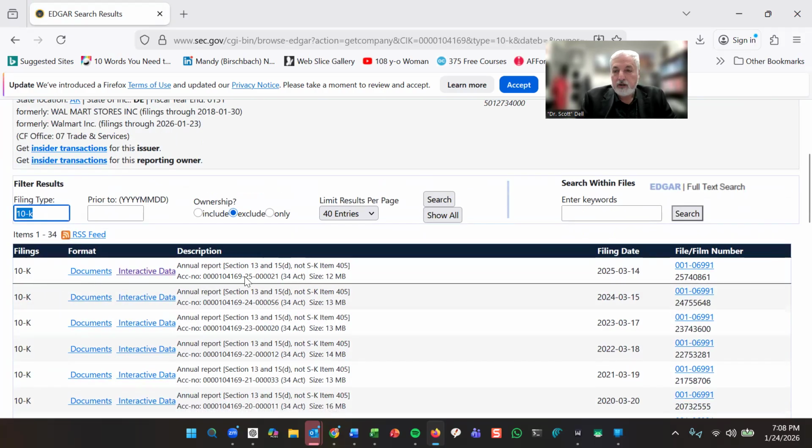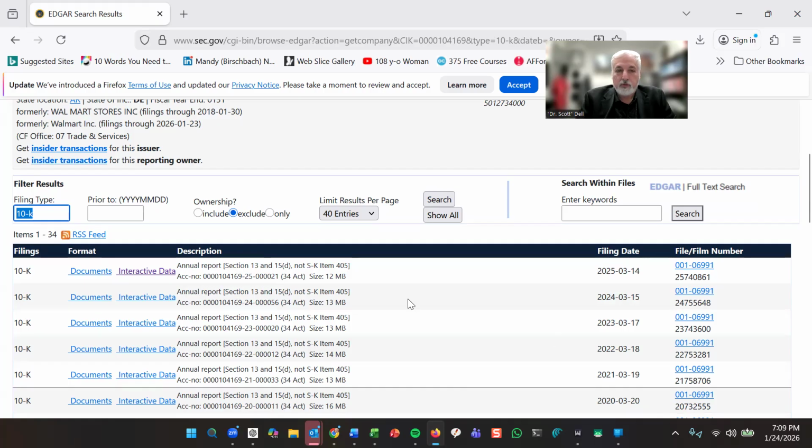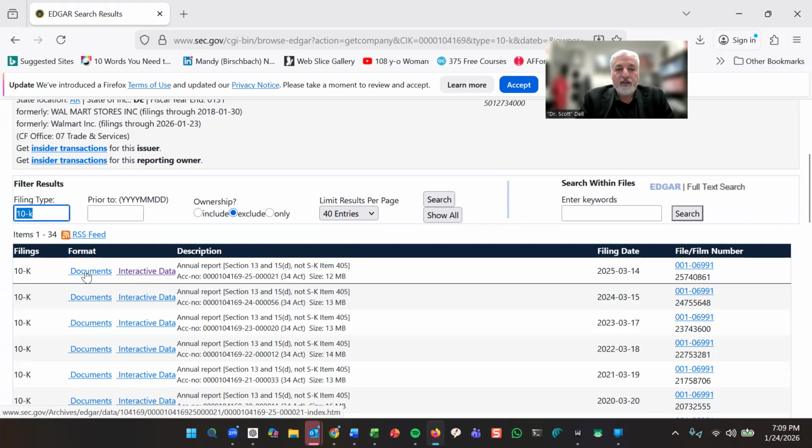So we've got the 10-K document for the, I think I have a January 31 year end, ending 2025, 2024, 2023, 2022. I'm going to go to the latest one. And rather than go direct to the document, I will go to interactive data.